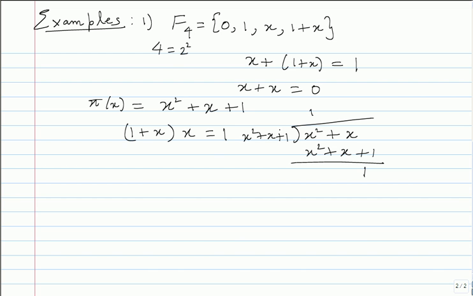Of course, if you say 1 plus x times x is 1, people might laugh at you in other fields. But in this field, 1 plus x times x is 1. That's how it works. So what's the multiplicative inverse of x? 1 plus x. What's the multiplicative inverse of 1 plus x? x. So you can find all those things.